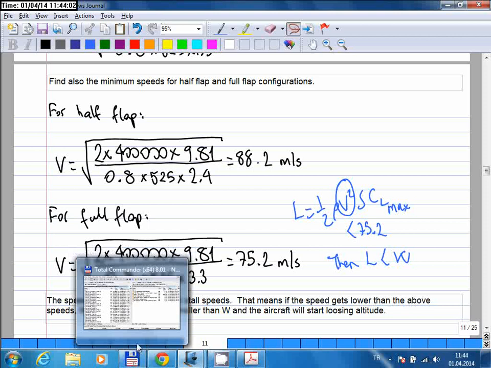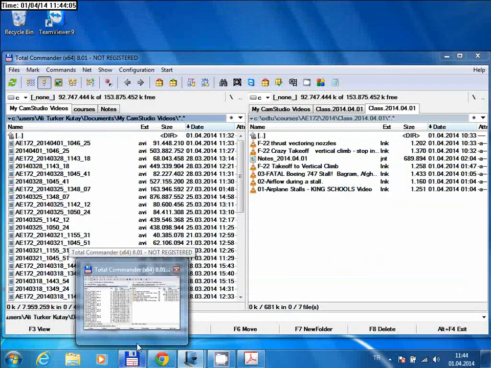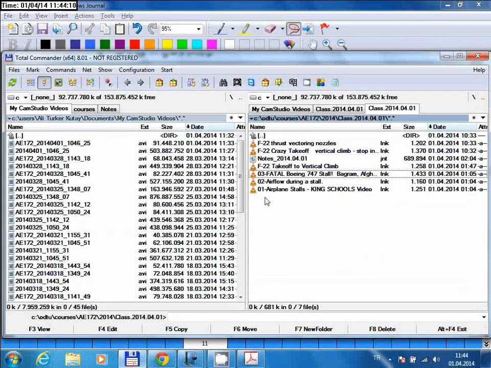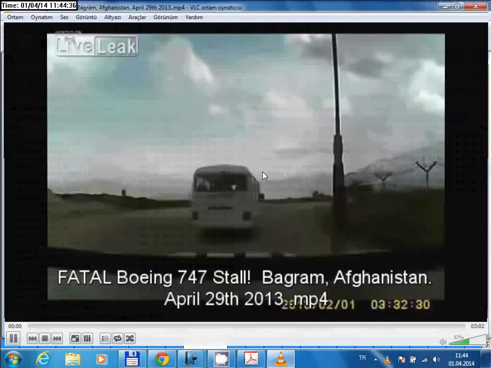A Boeing 747 aircraft crashed in Afghanistan, and there is a video of that accident. I wasn't sure whether I should show this video in class or not, because it's very difficult to watch. You see the impact of the aircraft with the ground. Maybe I shouldn't show this in class, but it is very related to our topics. In fact, it's very related to the problem I asked in your first midterm exam. So let me play the video.